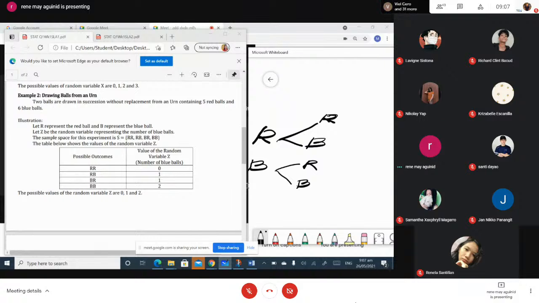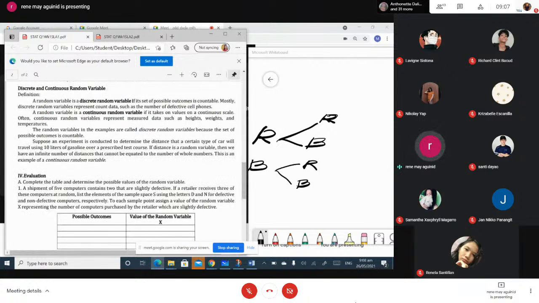Pero atong variable Z is defined as the number of blue balls. So zero ang naka-reflect there because zero man ang blue ball diri nakita. Here the one blue ball and there are two blue balls. So naa siya ang atong mga variable number, value of a random variable Z.